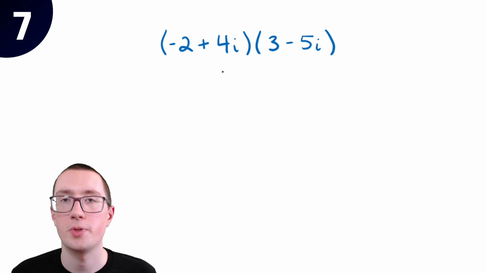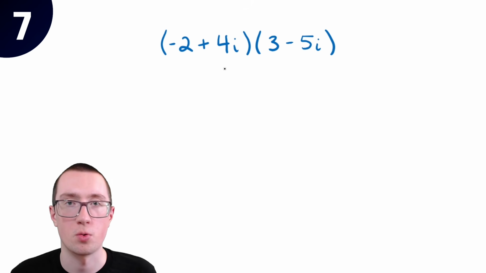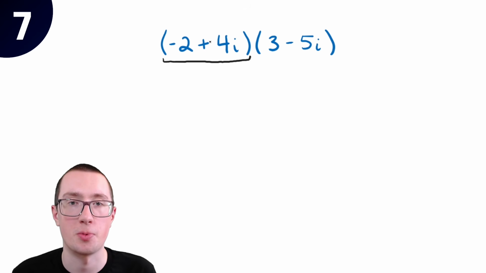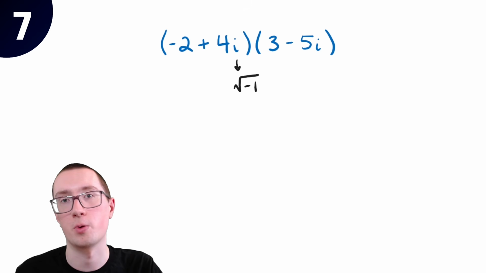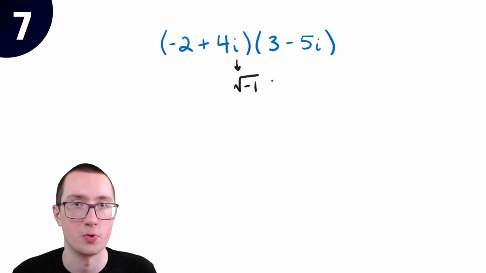All right, let's get a little bit into imaginary numbers, or more specifically, complex numbers. Complex numbers are part real and part imaginary. So this right here is a complex number. We have a real part, -2, and an imaginary part, which is 4i. And just as a review, remember that i is equal to the square root of -1, because square roots are normally impossible to do for negative numbers.